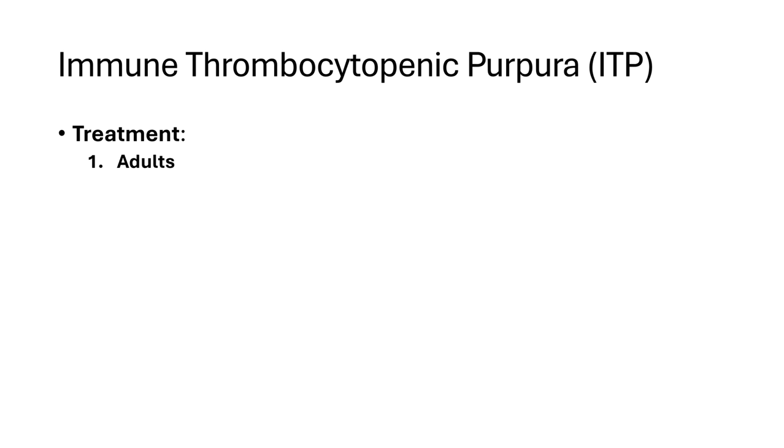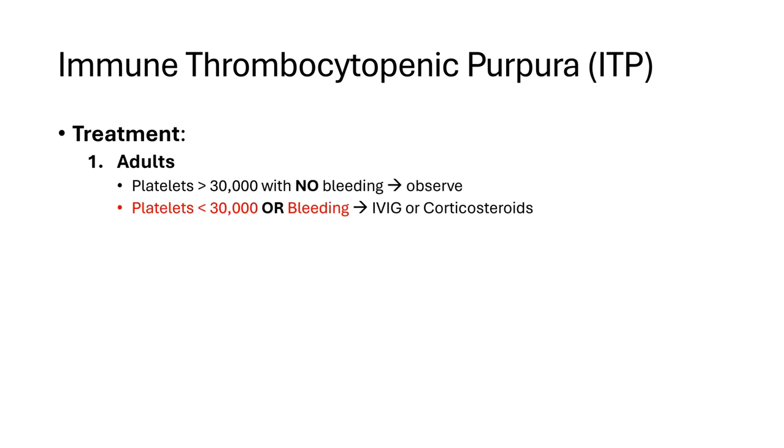The platelet value that we typically use is a significantly low value, typically 30,000. So if an adult individual comes in and their platelets are greater than 30,000 and they have no bleeding, then we typically can just observe this. If they're asymptomatic, there's no reason to rock the boat and try and treat them if it's not causing any problems. But if the platelets are less than 30,000, putting them at a severe risk of bleeding, or they are currently bleeding, hematuria, GI bleed, etc., then we can treat them with either intravenous immunoglobulin or corticosteroids.